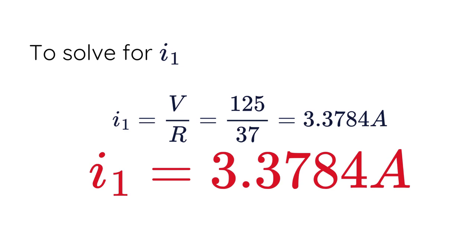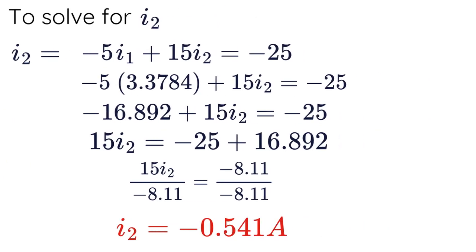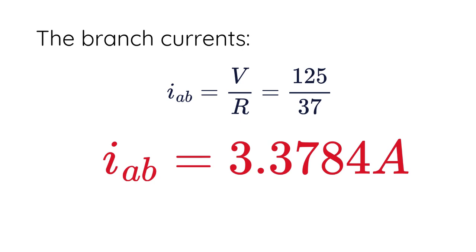To solve for I1, we have to use the formula voltage over resistance. 125 over 37 is equal to 3.3784 amperes. For I2, we have to substitute 3.3784 for I1 to find I2, which is negative 0.541 amperes. The branch currents are calculated using Ohm's law, which is voltage over resistance.